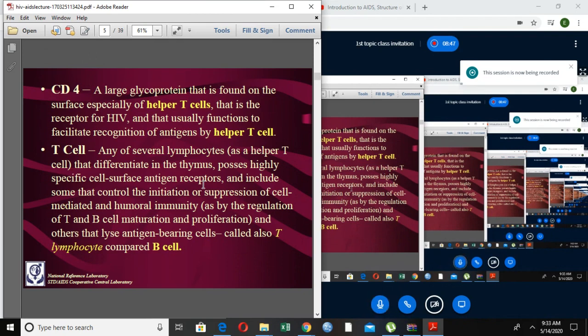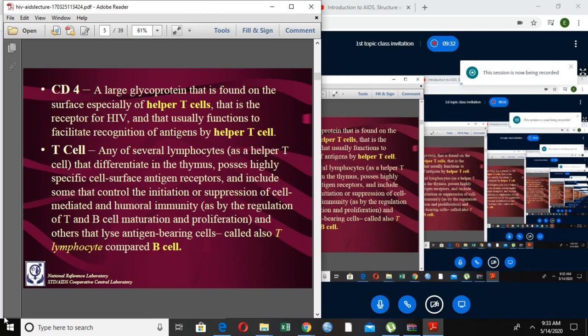And remember, these receptors are the ones that hold the CD4, and include some that control the initiation or suppression of cell-mediated humoral immunity. What is this? Humoral immunity occurs when the cell recognizes antigen outside the cell. So once the cell recognizes the antigen that is outside the cell, this cell will proliferate or differentiate and activate another cell we call B cell.